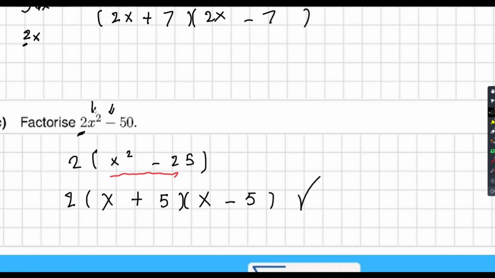Okay, so originally we were looking at 2x squared minus 50, but we have the x squared, we have the minus. It looks like a difference of two squares, but 50 is not a perfect square number, 2 is not a perfect square number. And then you recognize, oh wait, there's a 2 that we can take out of both of them. So when we pull that 2 out, we're left with x squared minus 25, which is a difference of two squares. We have a perfect 5 squared and we have a perfect x squared. And then we just apply the difference of two squares.